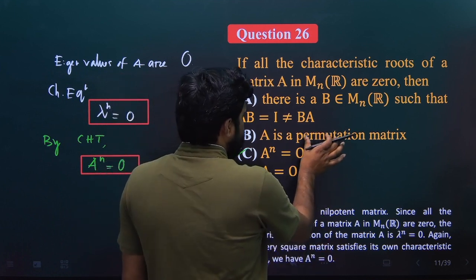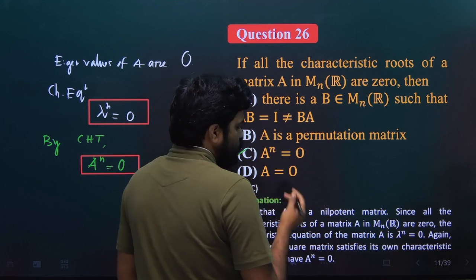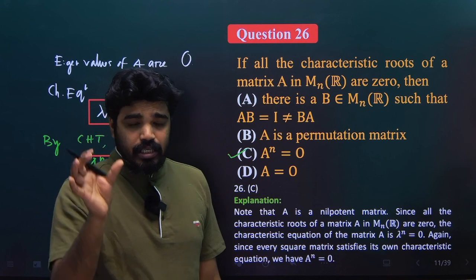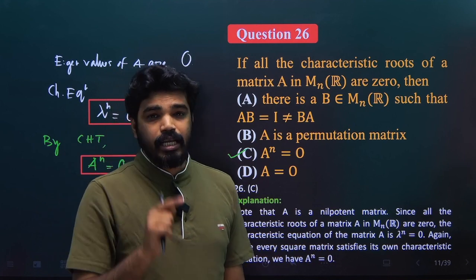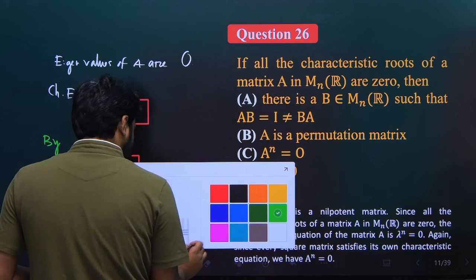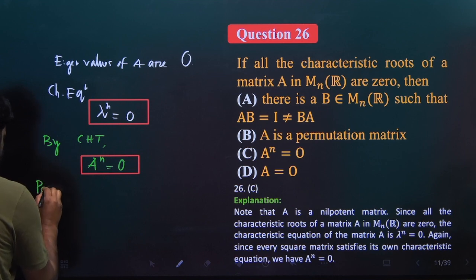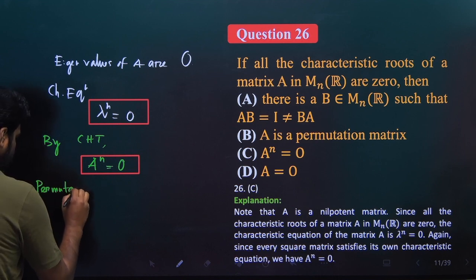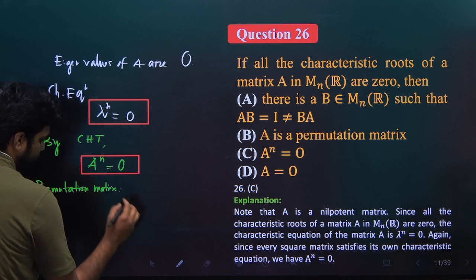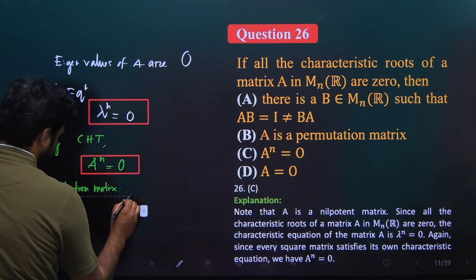Now, see, A is a permutation matrix. So what is the definition of permutation matrix? A permutation matrix means each row and each column contains a single element 1, right? So you can write the definition of permutation matrix. Just write this definition.